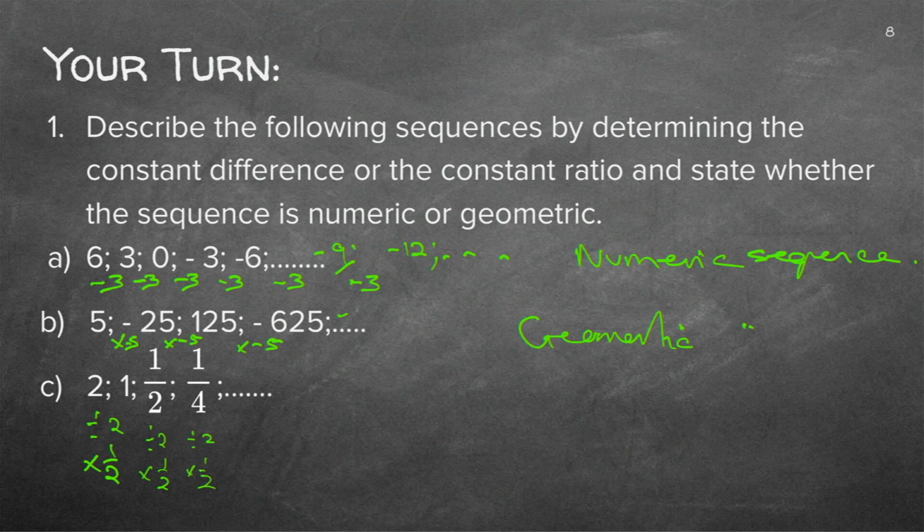So what do we have? We have a geometric sequence with a constant ratio of a half. If we continue with this pattern, we multiply by a half. That will give us 1 over 8, times a half is going to give us 1 over 16, and so forth.